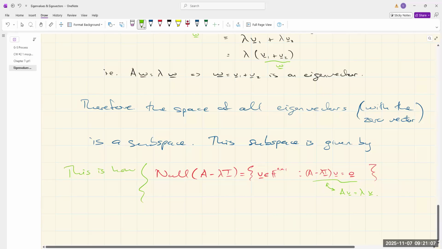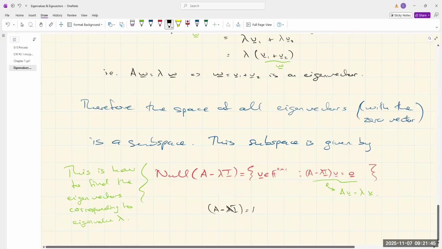This is how to find the eigenvectors corresponding to eigenvalue lambda. You need to solve for the null space of this matrix. That is, you take the lambda, you multiply it by I, and then you take the matrix A and you subtract lambda I.